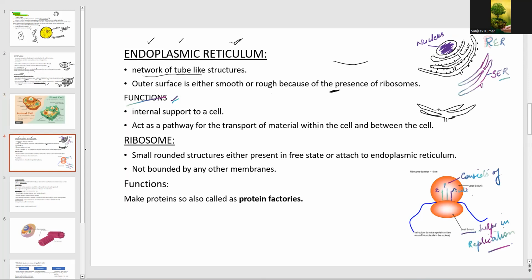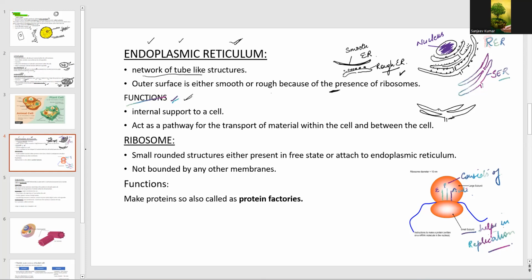When it consists of a smooth surface like this, it is called smooth endoplasmic reticulum. Okay, I have written it in short. And if it consists of pores or ribosomes, as we call them, I made it rough. When ribosomes are present on it, it forms rough ER or rough endoplasmic reticulum. Meaning, why is it called rough? Because ribosomes are present on the surface which make it rough. This is another question. Okay, so what is the function of the endoplasmic reticulum?